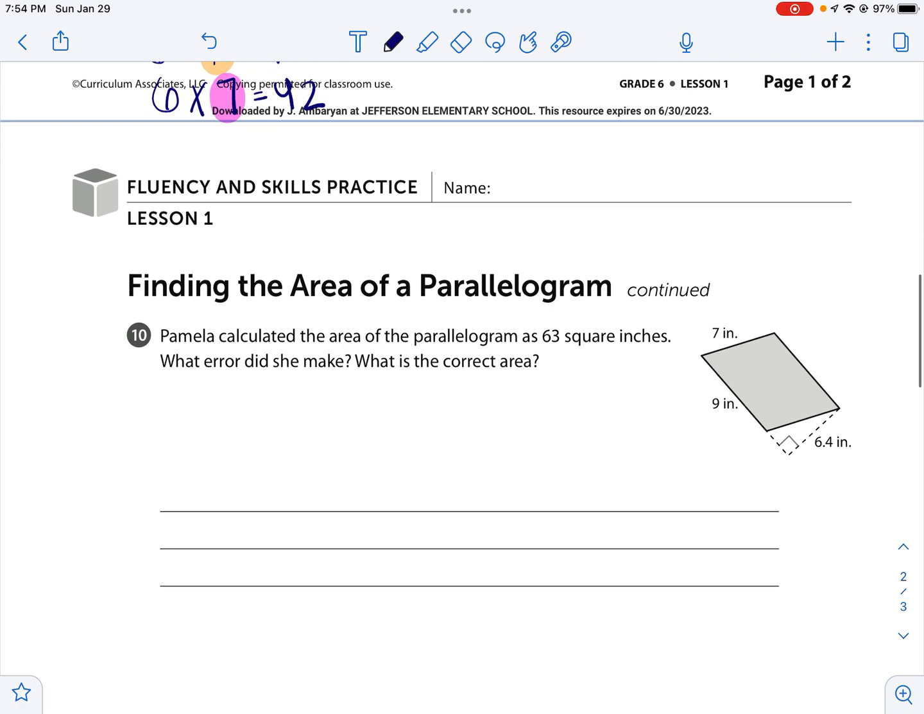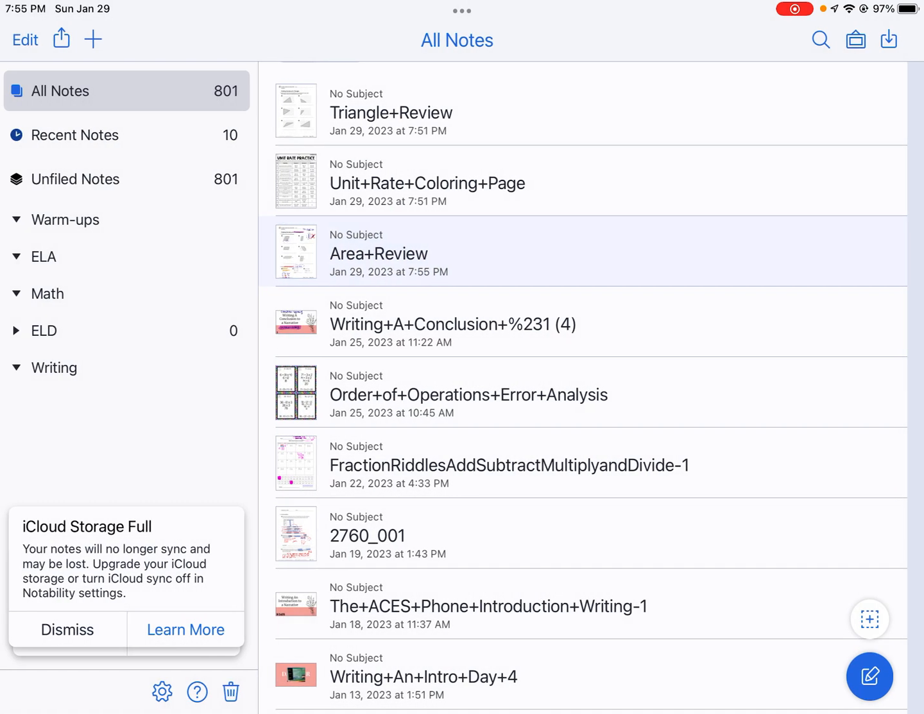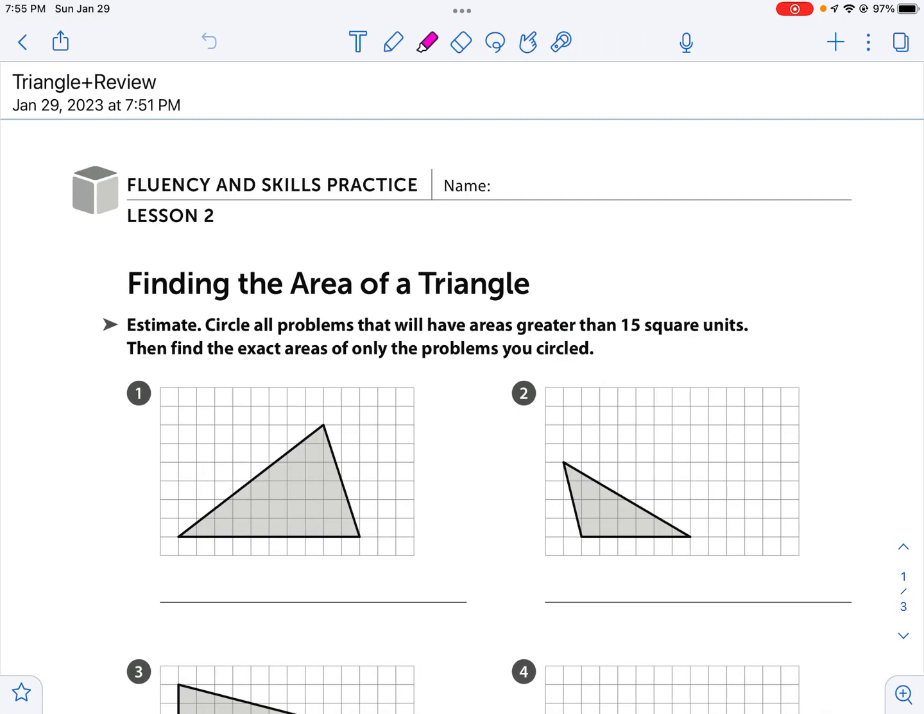For this one, it tells us that she thinks that the area is 63 square inches for this parallelogram, but she did something wrong. So you need to figure out how did she get 63, why is that wrong, and what is the correct area. The other part of the sheet you're doing is triangles.